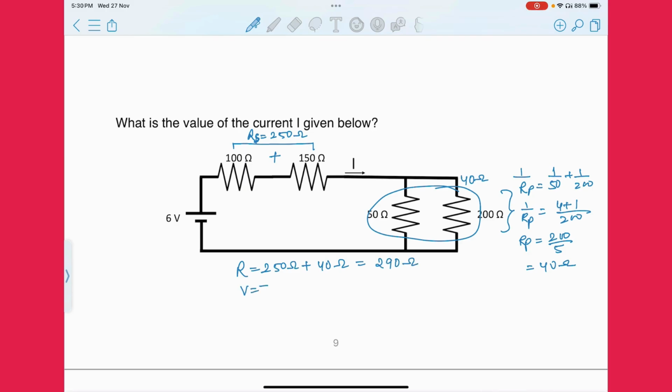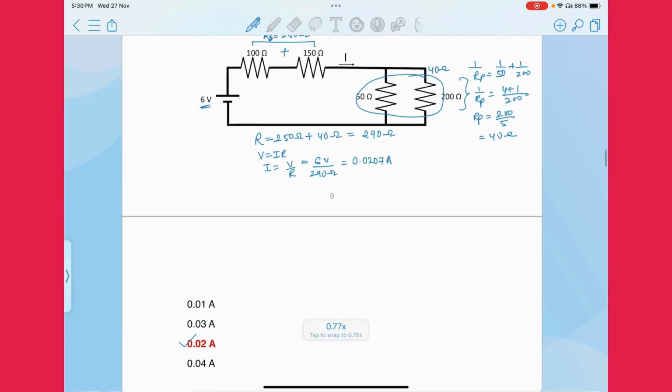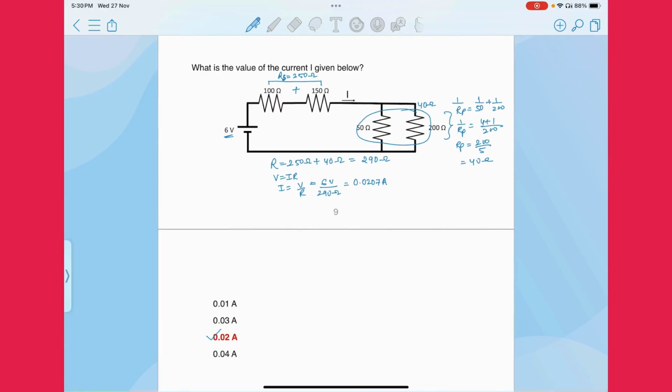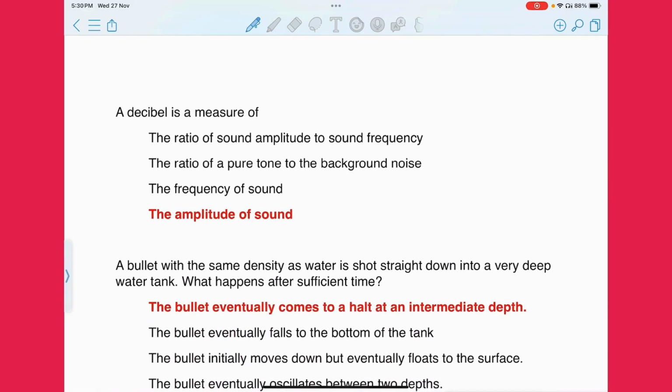We know according to Ohm's law V is equal to IR. So I will become V upon R, that is 6 volt upon 290 ohm resistance, which will come out to be 0.0207 ampere. Let's check the options. This is option number 3. Now let's move to the next question. Again a factual question. A decibel is a measure of, the answer is the amplitude of the sound.